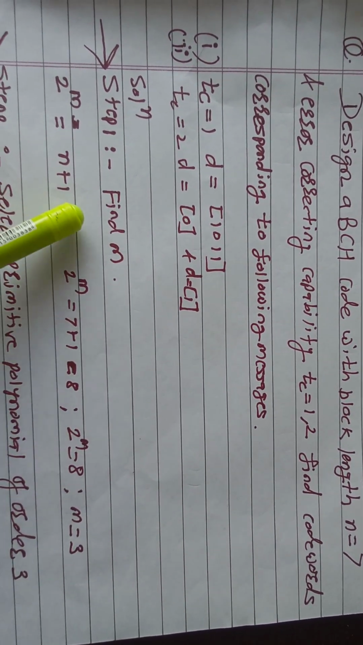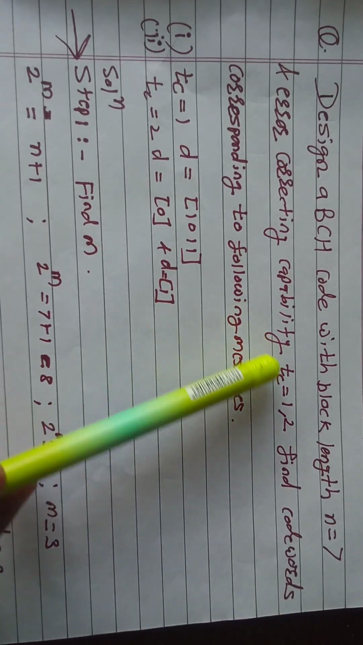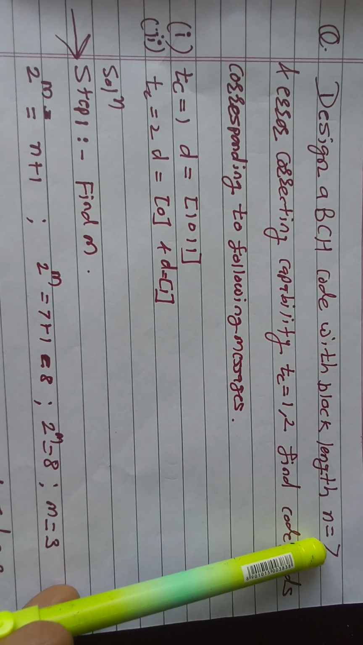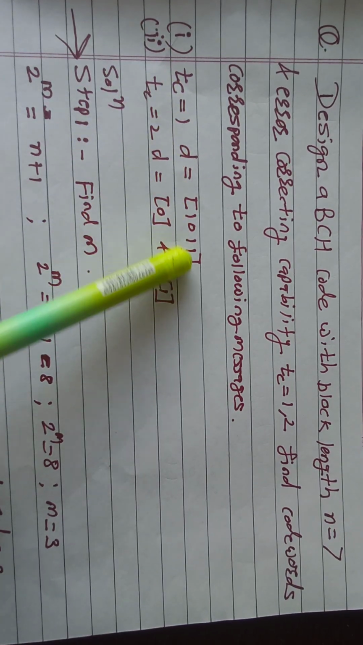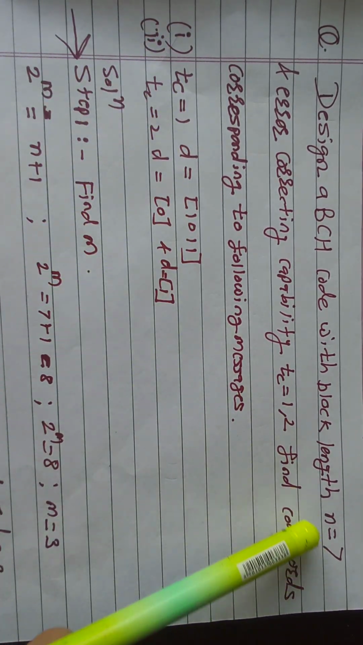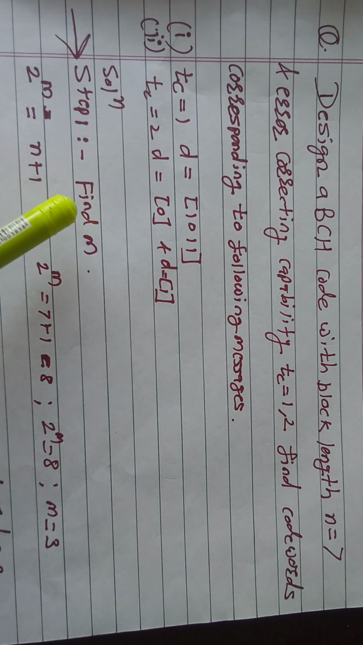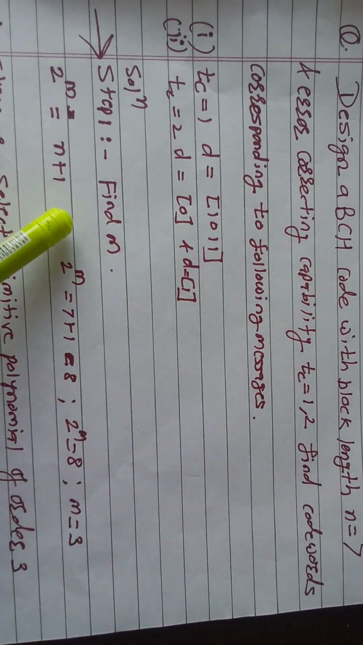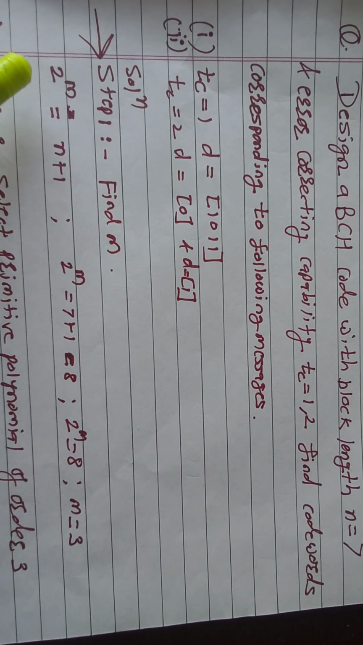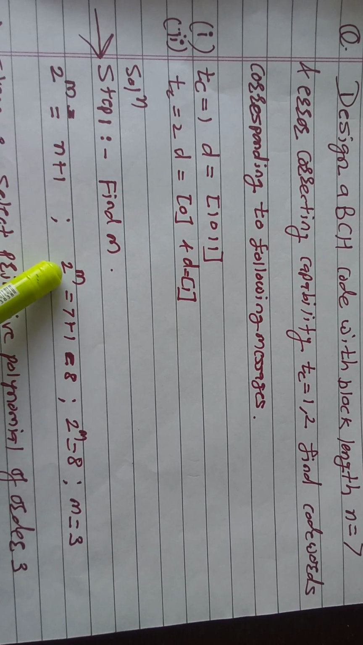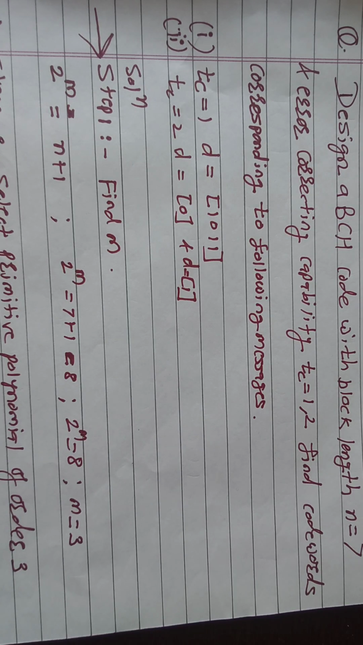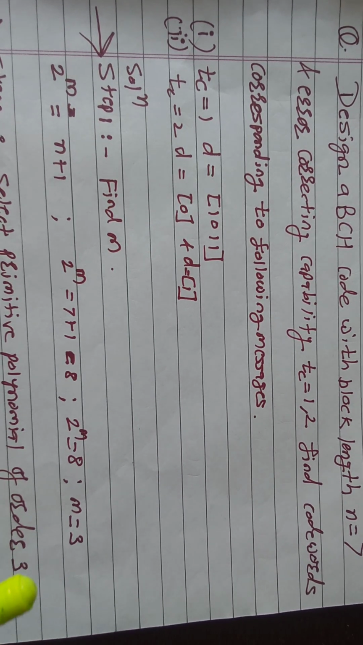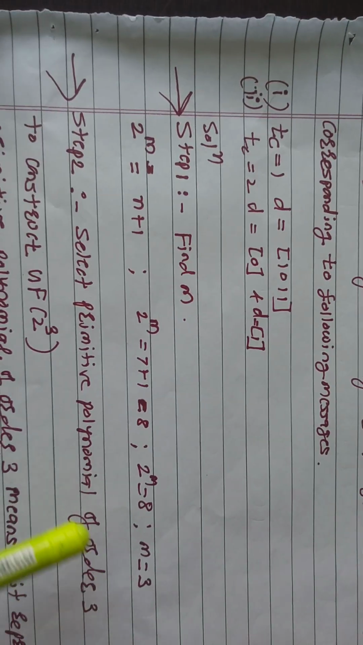In BCH code, they should first give you the code word length, that is n, and tc. So we will first take n equal to 7 and tc equal to 1. So you got n and tc. Then the first step is you have to find m. 2 raised to m is equal to n plus 1. So 2 raised to m is equal to 7 plus 1, that is 8. So 2 raised to m is equal to 8, so m equals 3.